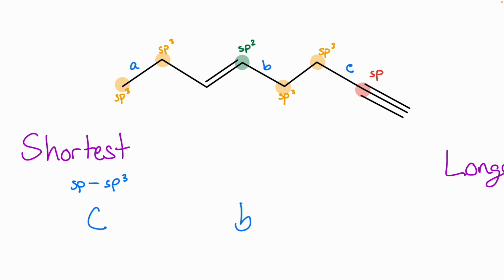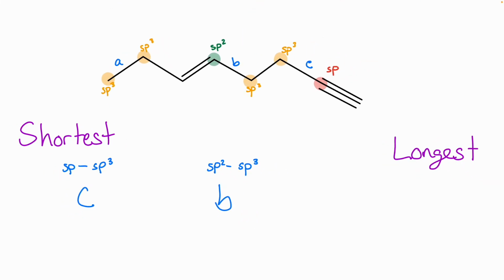B is going to be the next one because it's sp2 and sp3. And A is going to be the longest, which is the overlap between two sp3 hybridized orbitals.